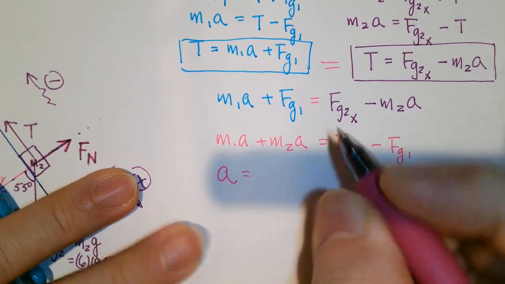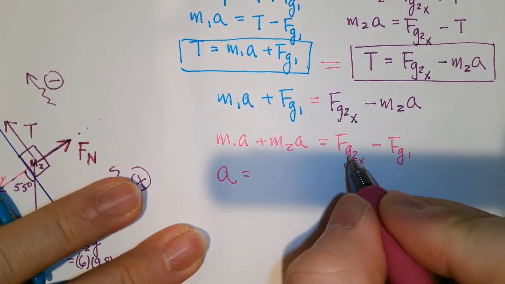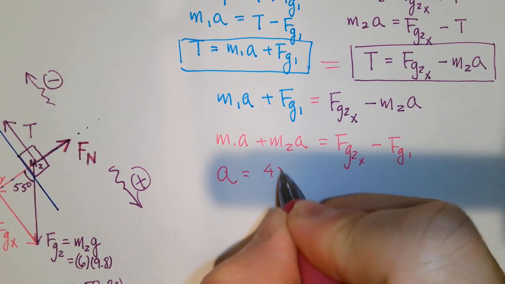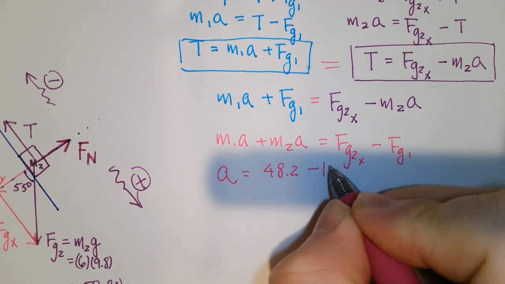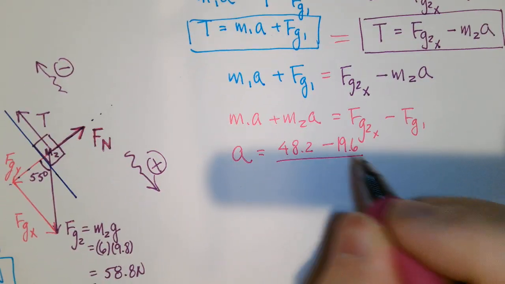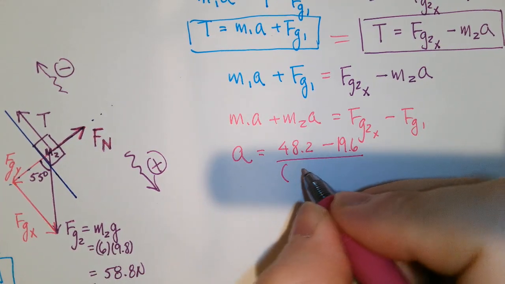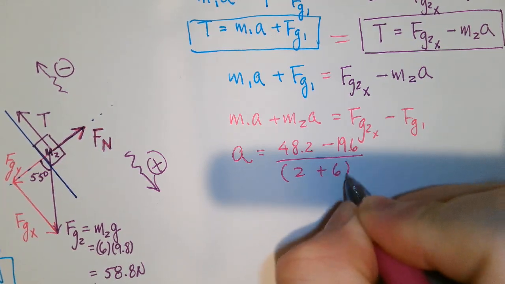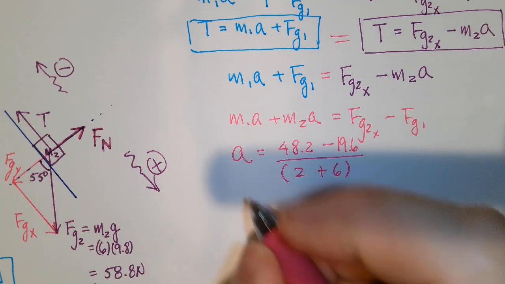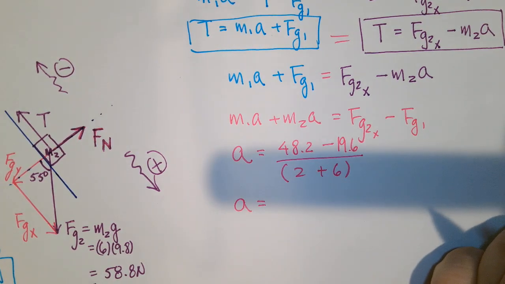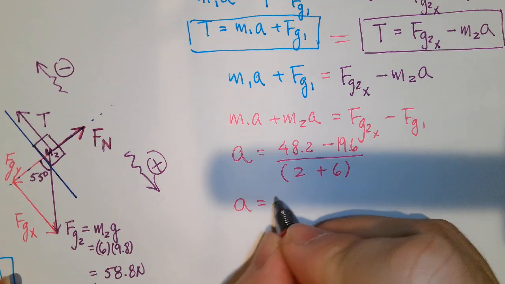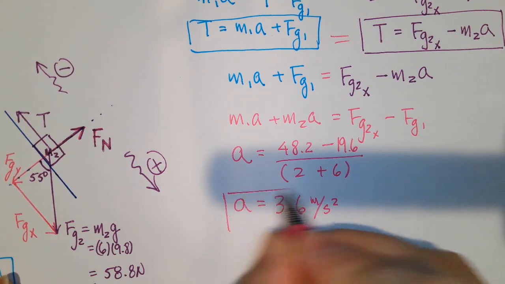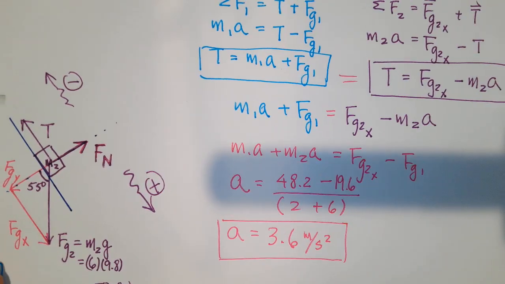So A is equal to Fg2x, which is 48.2, minus 19.6, whole thing over M1 plus M2, which is 2 plus 6, right? Therefore, my acceleration, if you work it out, I think it comes out to 3.6 meters per second squared. Okay?